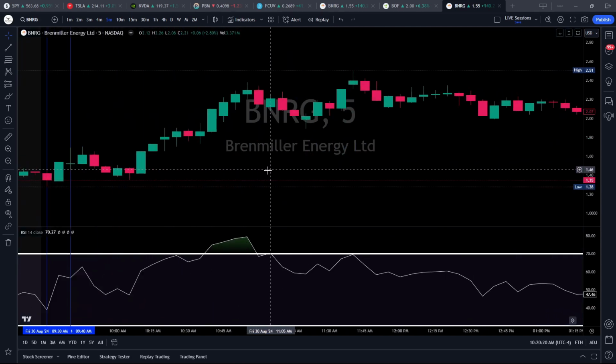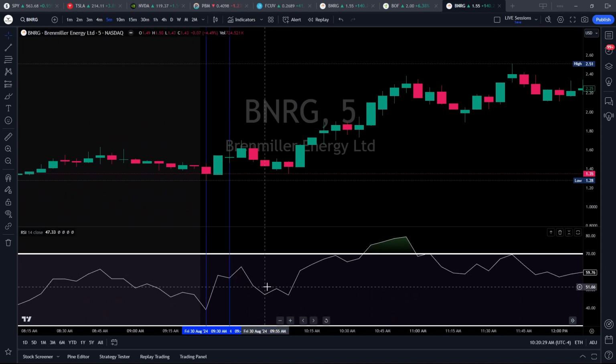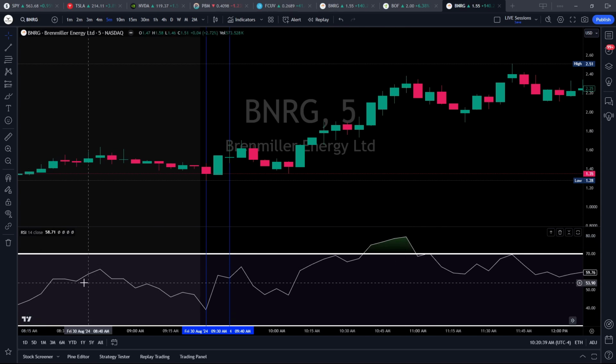On the 5-minute chart here, you can see that this is no longer giving us those same type of signals, right? This is no longer doing this. It's actually overbought over here. So this is on a 5-minute chart. It's overbought right here. So what you're seeing is the RSI, the relative strength index down here, will actually change based on the time frame that you're on.